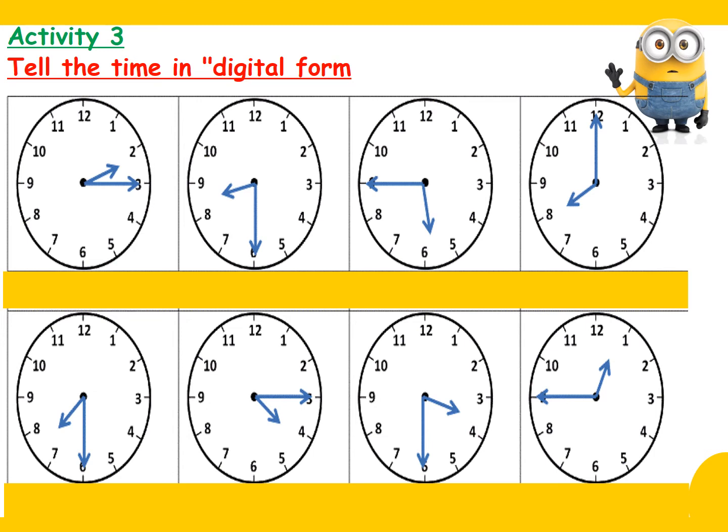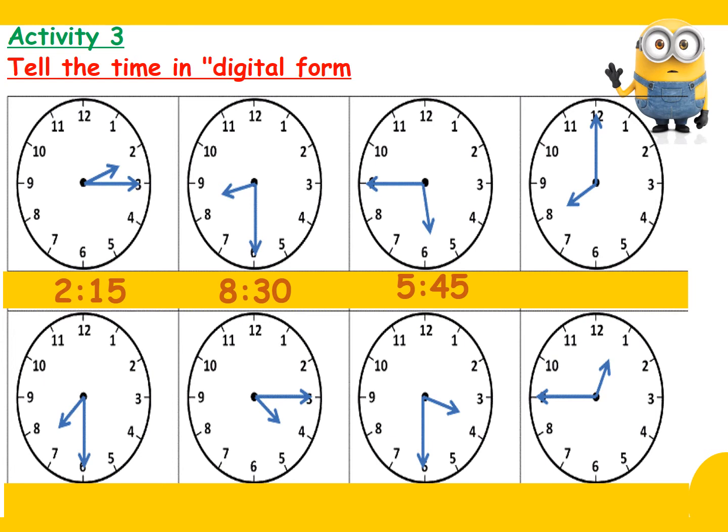The first one, the short hand on 2. So it's 2 and 15 because the long hand is on 3. It's a quarter of an hour. The next one, the short hand on 8, so it's 8 and the long hand on 6, 8 and 30 minutes because it's half of an hour. The next one, the short hand on 5 and the long hand on 9. So it's 5 and 45 minutes.